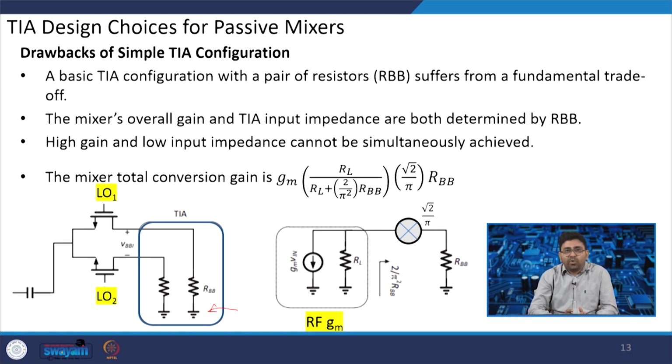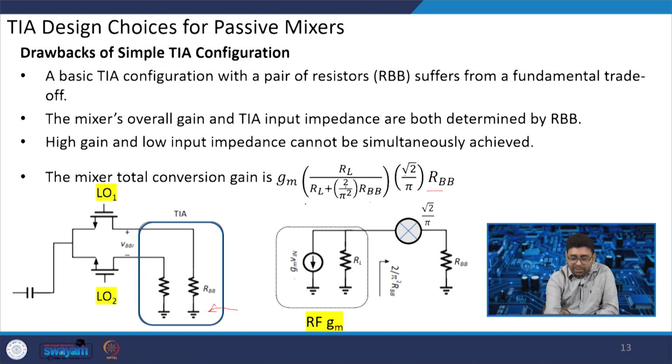So, the mixer overall gain and TIA input impedance are both determined by RBB. So, here this is a GM cell, GM into V in, this is an RF GM cell, and this is a load resistance RL. So, we can write RL divided by RL plus, it is also seeing the impedance 2 by pi square RBB, and again it is multiplied with the root 2 by pi into RBB.